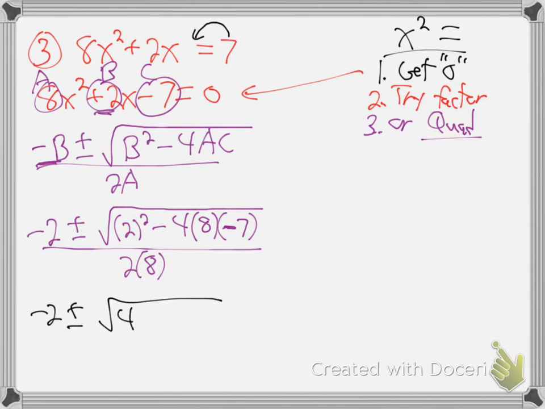So 2 squared is 4. Now use your calculator here. 4 times 8 times 7. What's the sign going to be? We have a negative and a negative, 2 negatives, positive. And now 4 times 8 times 7, whatever that is, 224. My calculator just told me. Over 16, 2 times 8 is 16.